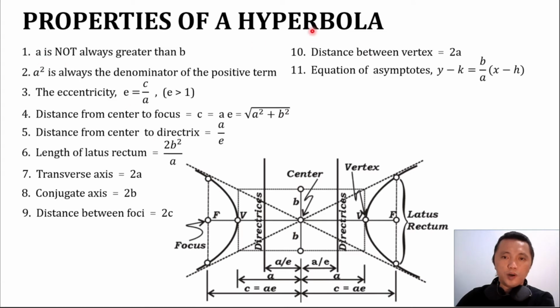For a hyperbola, a is not always greater than b. a squared is always the denominator of the positive term, so you have to remember this one. The eccentricity is equal to c over a, and it is greater than 1. The distance from center to focus is a e. Center to directrix is a over e. The length of the latus rectum is 2b squared over a. The transverse axis is 2a. The conjugate axis is 2b.